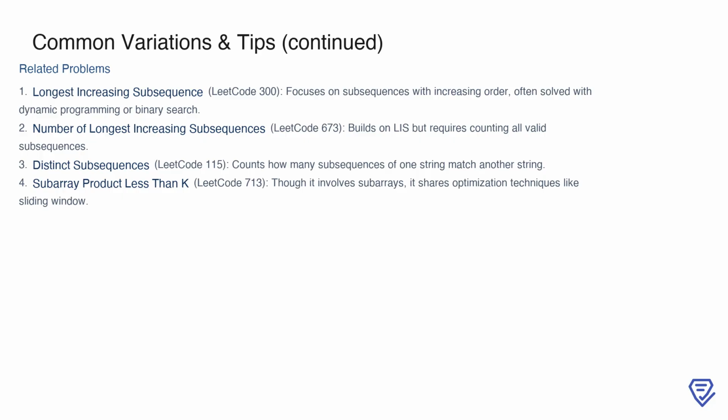There's also the distinct subsequences problem, or LeetCode 115, where the task is to count how many subsequences of one string match another string exactly. This problem highlights the importance of careful subsequence construction. Lastly, while the subarray product less than k problem, LeetCode 713, involves subarrays rather than subsequences, it shares optimization techniques like the sliding window pattern, which can sometimes be adapted when working with subsequences. Studying these problems will help you recognize recurring patterns and apply appropriate techniques more effectively.